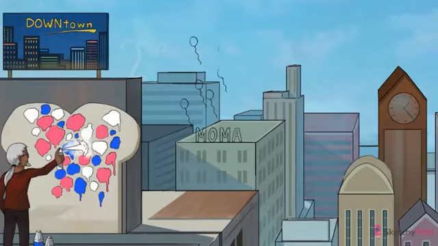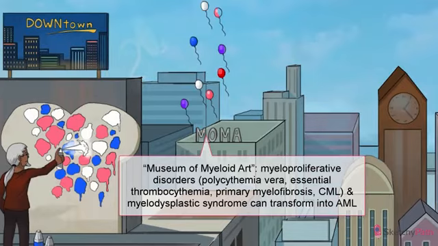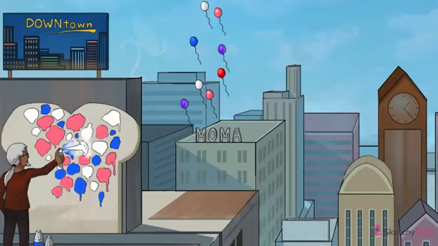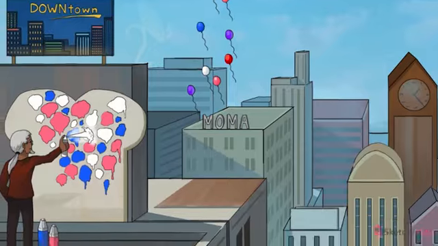And finally, we've included the MoMA, the Museum of Myeloid Art, to remind you of our previous sketch. All those myeloproliferative disorders we covered, including polycythemia vera, essential thrombocythemia, primary myelofibrosis, and CML. Check out our myeloproliferative disorder sketch for more info on these conditions. But as a little extra reminder, we've put some pink, white, and blue balloons being sent up in the air to depict the proliferation of myeloid cells. Remember that means eosinophils, neutrophils, and basophils, along with their precursors.